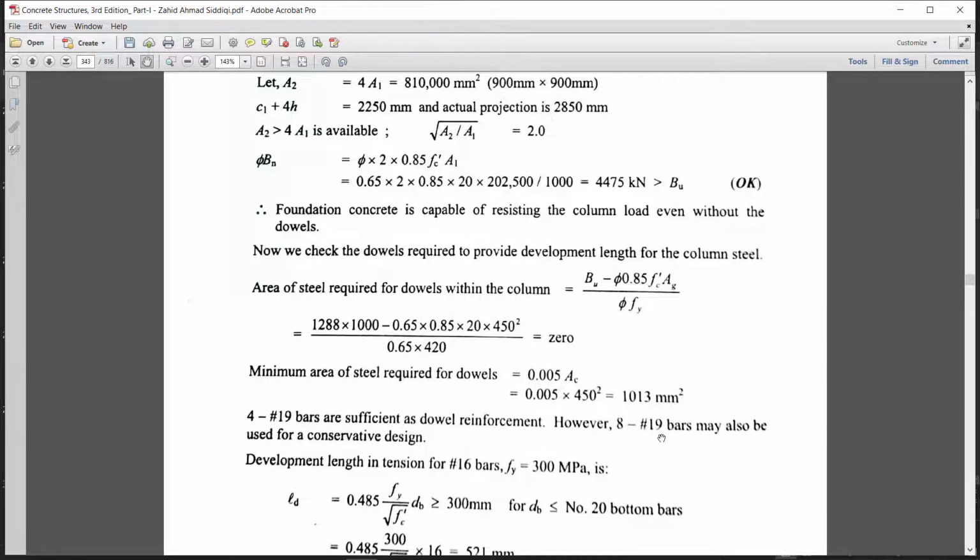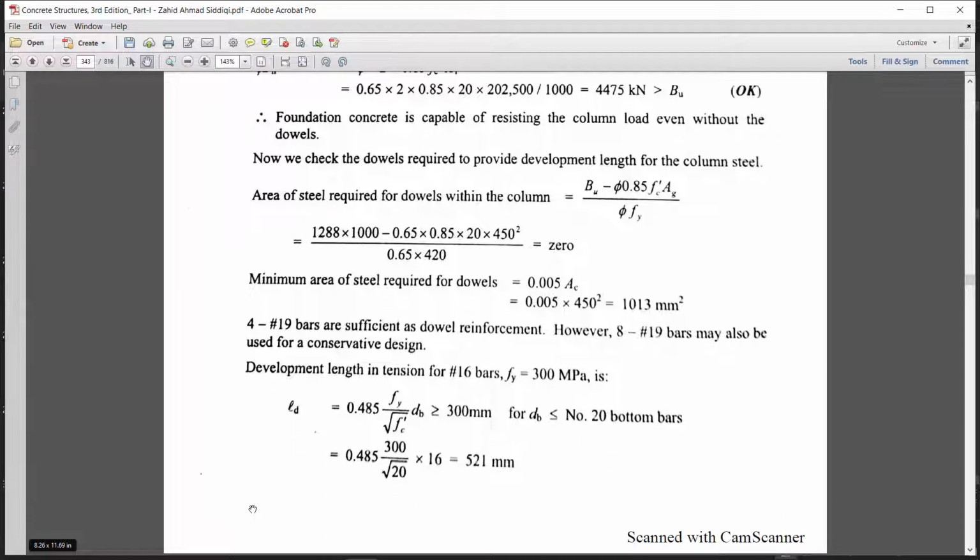However, 8 number 19 bars may also be used for a conservative design, because already in the column 8 number 25 bars are present. So you have to make an overlap, a good connection. You will provide 8 number 19, not 4 number 19. So now the development length for each bar.